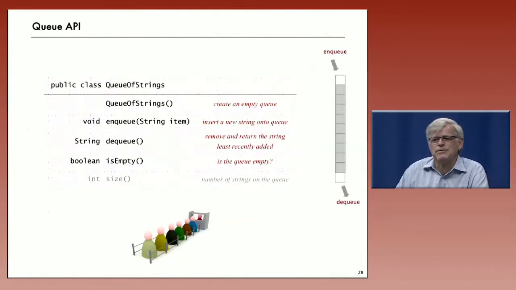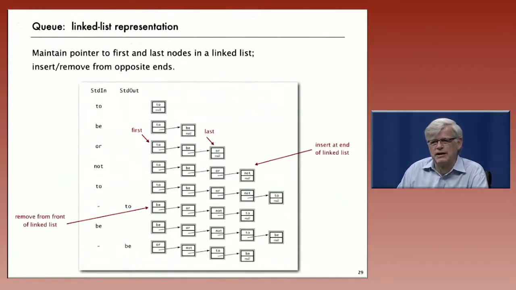For enqueue, we add an item at the end of the queue, and for dequeue, we remove an item from the beginning. It's as if you're waiting in line to buy a ticket. When you enqueue, you go at the end, and the one that's been in there the longest is the one that comes off. So let's look at how we implement those, first using linked lists and then arrays.